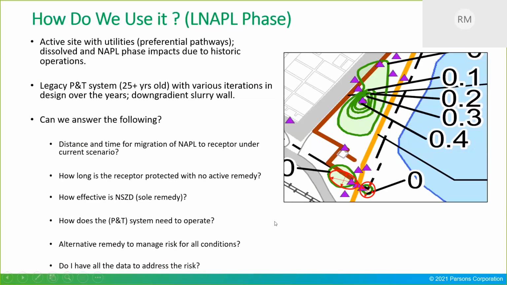We are essentially answering the same questions. What is the distance and time for migration of the NAPL body itself? How long is the receptor protected with no active remedy? Does NSZD have a role to play here? And how does the system need to operate? Do we have the data, and so on and so forth?